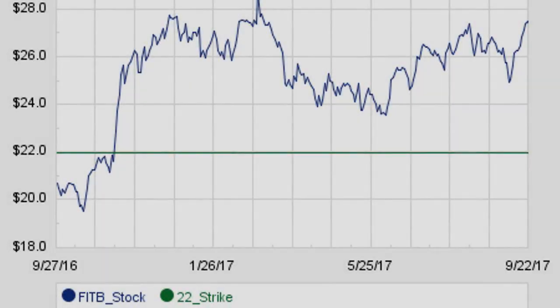ADX is charted as a line with values ranging from 0 to 100. Developed by Larry Williams, this indicator helps spot overbought and oversold market conditions.